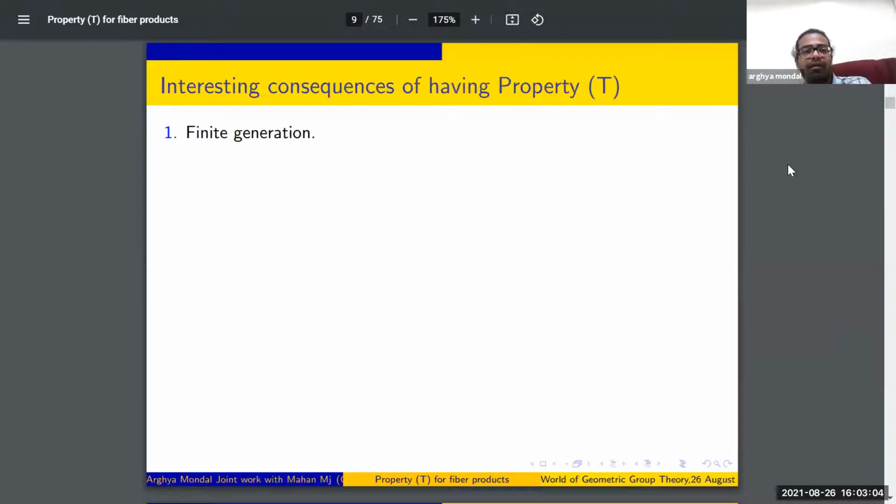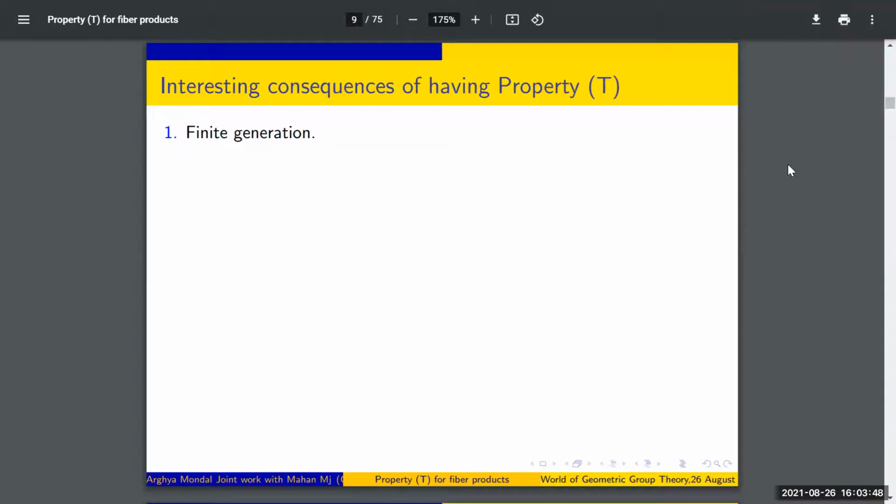Let me tell you two very interesting consequences for groups having property T. The first is finite generation. In fact, Kazhdan introduced property T to prove finite generation of higher rank lattices. Lattices in semisimple Lie groups are fundamental groups of finite volume manifolds. If the manifold is compact, we know that it is homotopically equivalent to a finite CW complex, and therefore its fundamental group must be finitely generated. But in the finite volume case, we don't know. So we were trying to prove it case by case, but Kazhdan just showed that all higher rank lattices have property T and therefore they have finite generation.